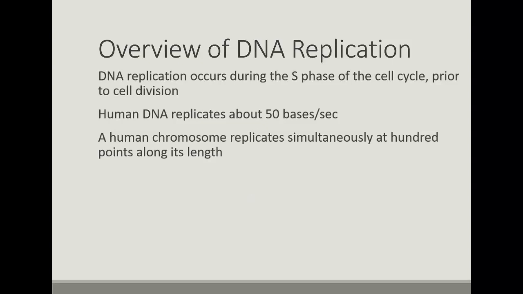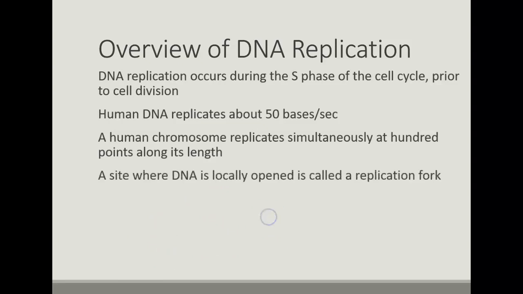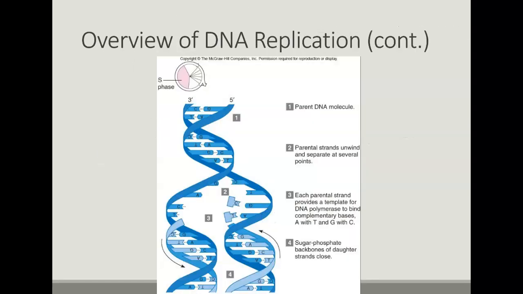So it's not like we start at one end of the chromosome and we work our way all the way down to the other end of the chromosome, which can be thousands, tens of thousands of base pairs long. No, what we're doing instead is we're doing it at multiple points. And any place that we do this is referred to as a replication fork.